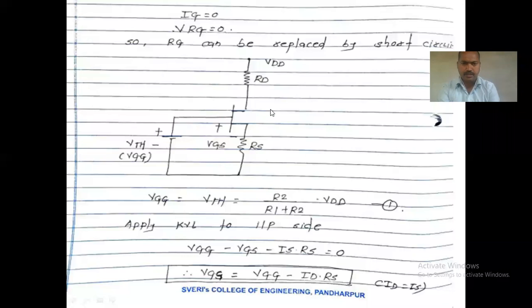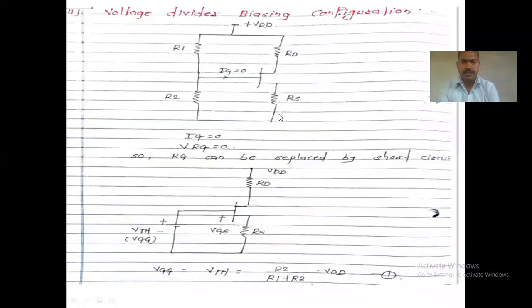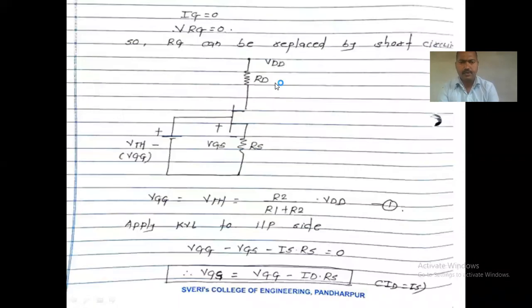This is your output side. When we looked at the voltage divider configuration, we saw the circuit and applied KVL at the input and output side only. This is how it actually works with this configuration. Now applying KVL at the output side, start with plus VDD minus ID into RD. This voltage is called VDS.